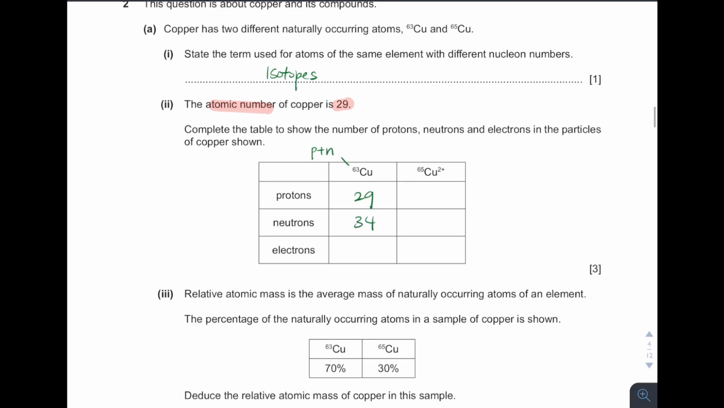And then electrons, you see there is no charge given here. So this atom is neutral. Neutral atoms have the same numbers of protons and electrons. Okay, next one, proton number 29, neutrons 65 minus 29, eventually you get 36. And then you see the charge, 2 positive. So 2 positive means there are 2 extra protons compared to electrons. So since there are 2 extra protons, the electrons would be 27.